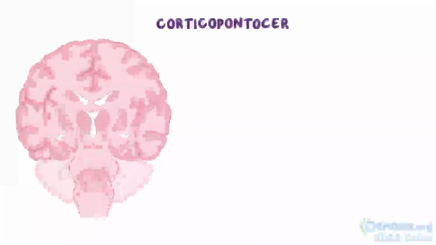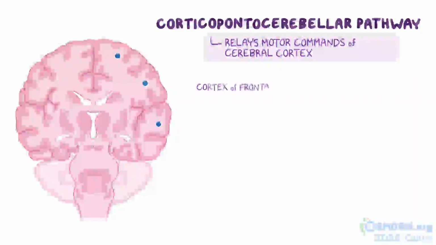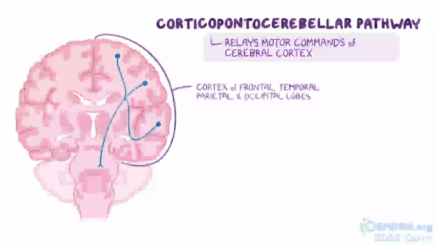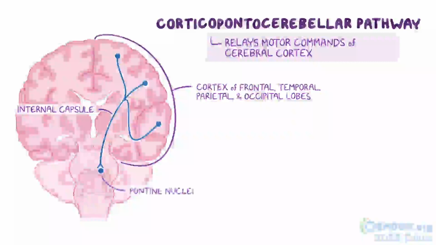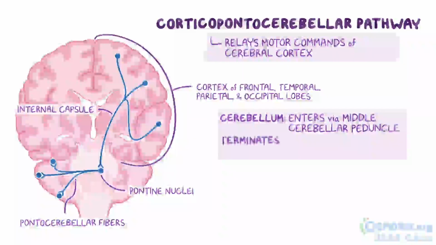The corticopontocerebellar pathway is important in relaying motor commands of the cortex and begins with the afferent fibers arising from the cerebral cortex of the frontal, temporal, parietal, and occipital lobe. These fibers signal through the corona radiata and internal capsule to synapse on pontine nuclei. Then the signals are sent along transverse fibers, called pontocerebellar fibers, that cross over and enter the middle cerebellar peduncle to terminate in the cortex of the contralateral cerebellar hemisphere.